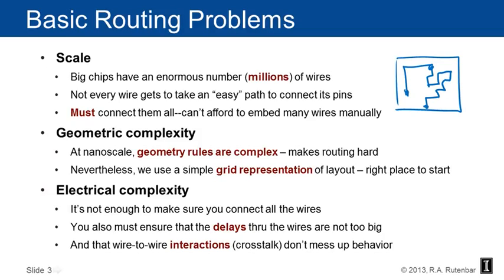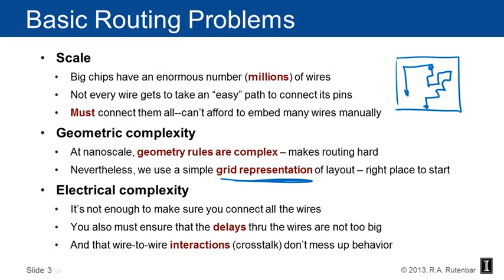At the nanoscale with wires that are some number of tens of nanometers across, the geometry rules are incredibly complex just to make the physics work. And that really makes the routing hard. Nevertheless, we're going to do what everybody does when we start talking about routing. We're going to use a simple grid representation of the layout. It turns out that's the right place to start.